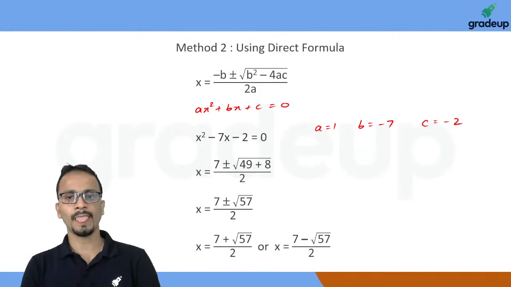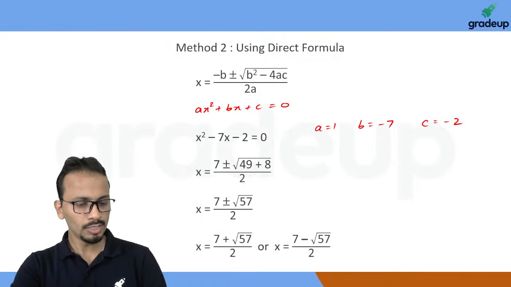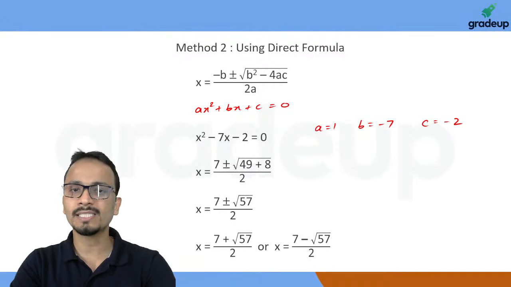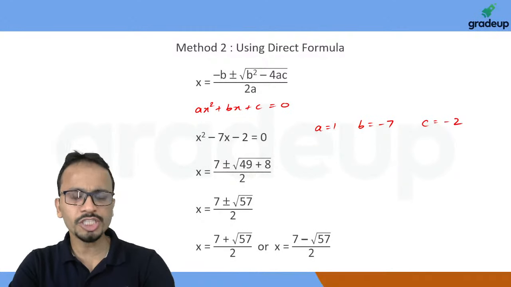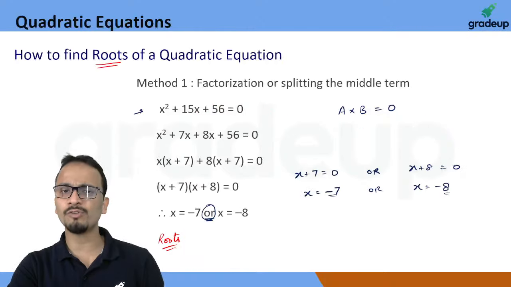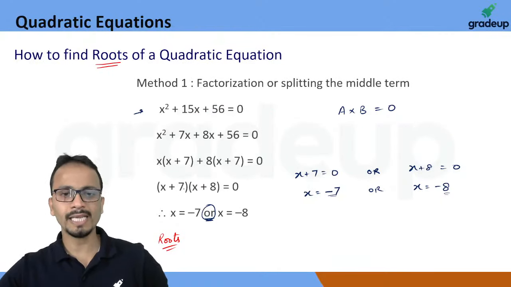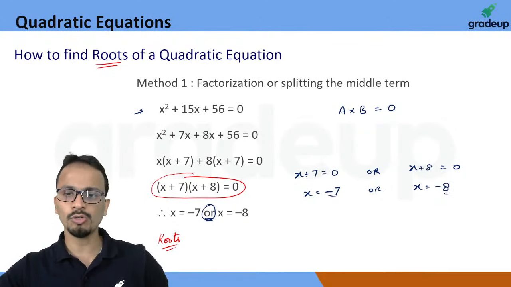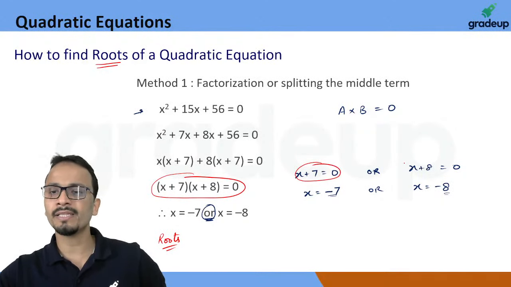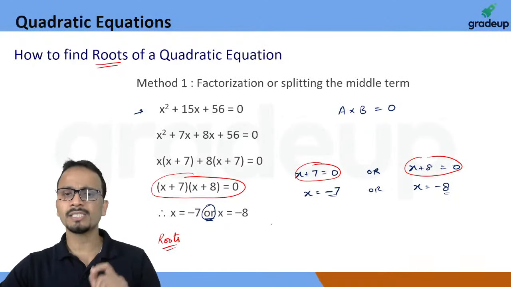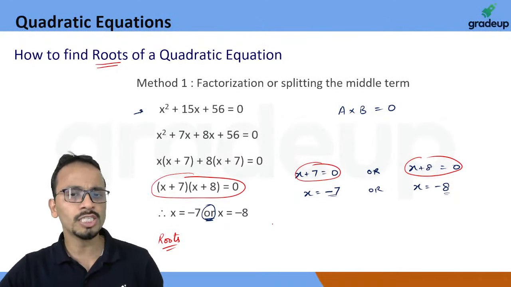Now, Drishti is asking me, in the direct method, do we need to take the values of x as 0? Drishti, whenever the value of x is equal to 0, then obviously you'll have to take it as 0. But in this case, the product of x plus 7 and x plus 8 was 0, so I separately wrote them as 0 and got the values of x. In this particular case, the value of x is not equal to 0.